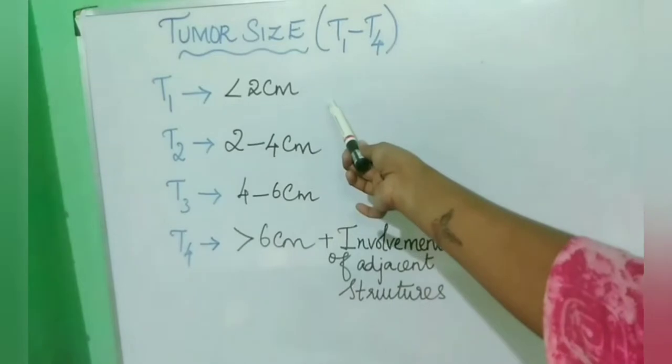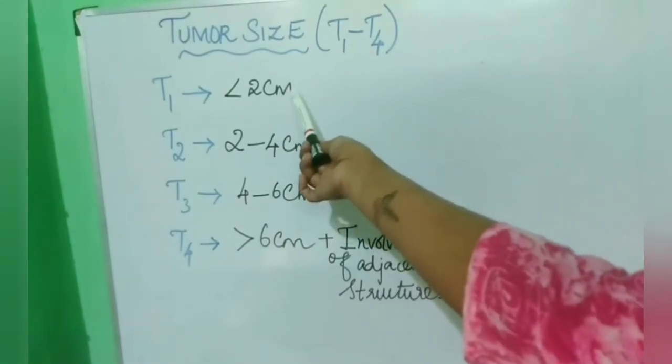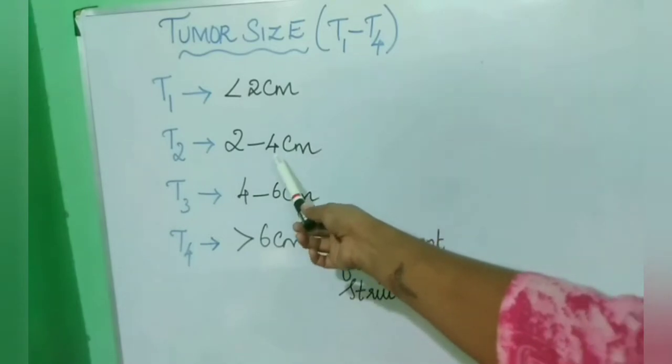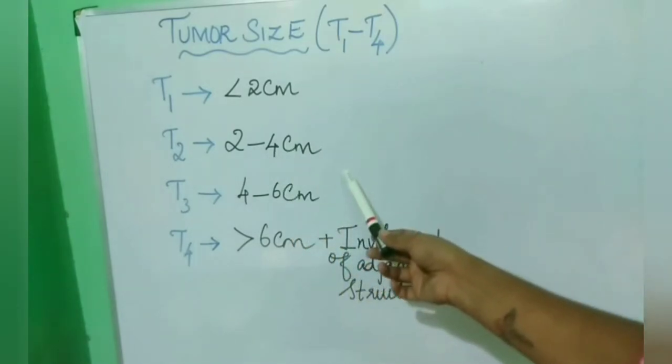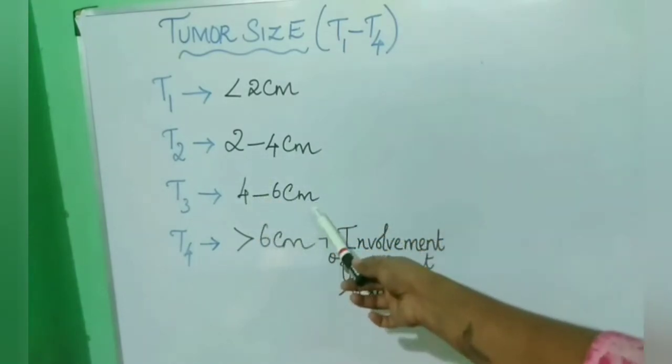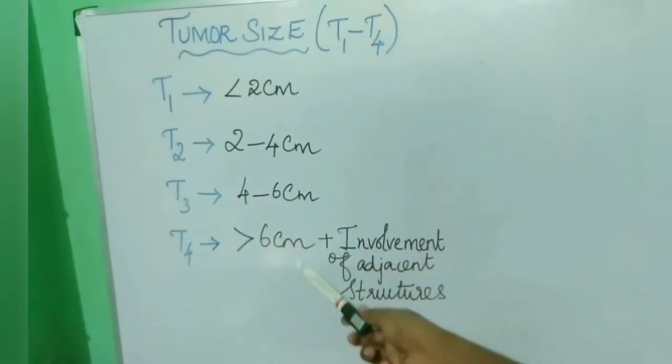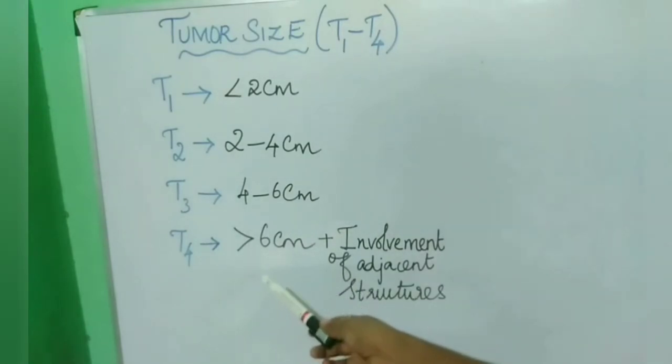If the tumor size is less than 2 cm, then it is T1. If the tumor size is between 2 to 4 centimeter in diameter, then it is T2. If it is between 4 to 6 centimeter in diameter, then it is T3. If it is more than 6 centimeter in diameter with involvement of adjacent structures, then it is T4.